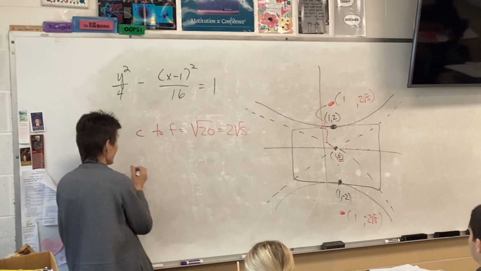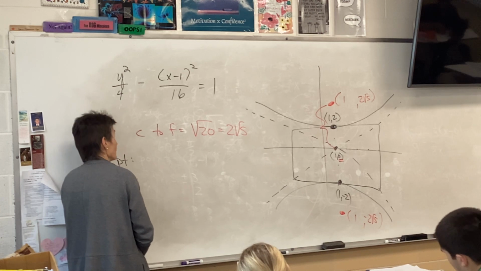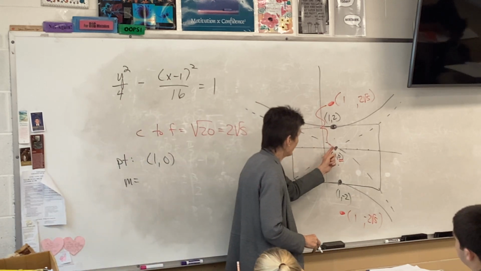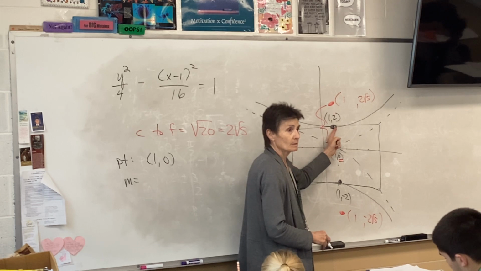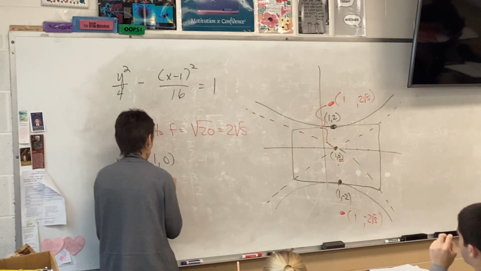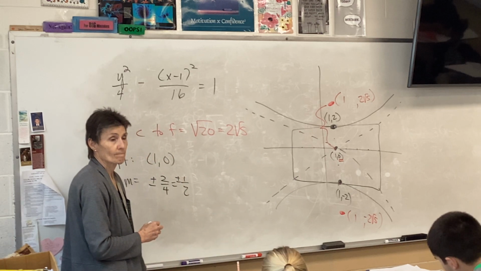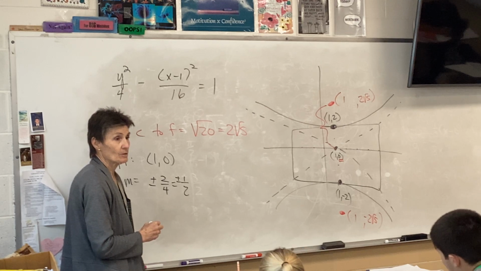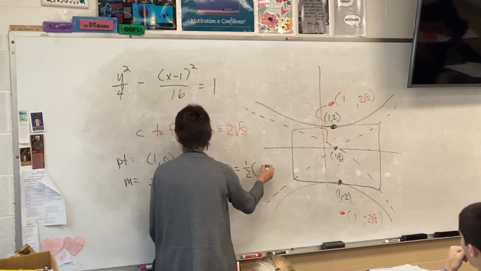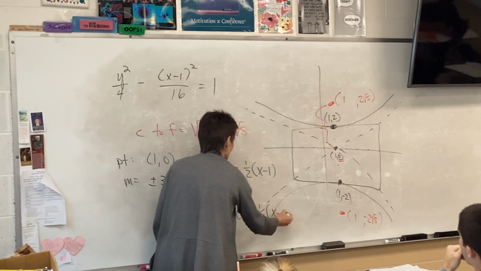Now I need my equations and my asymptotes. What point am I going to use? Center. Which is 1, 0. And what slope am I going to use? Okay. How many up did we count? 2. How many over did we count? 4. So our slope is 2/4 or 1/2. Right? So then my equations, point slope form, y minus 0 equals 1/2 x minus 1, or y minus 0 equals negative 1/2 x minus 1.